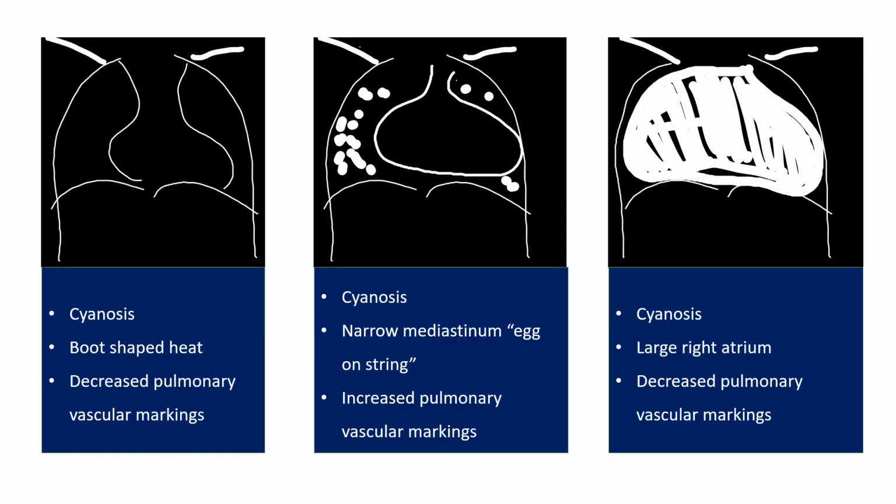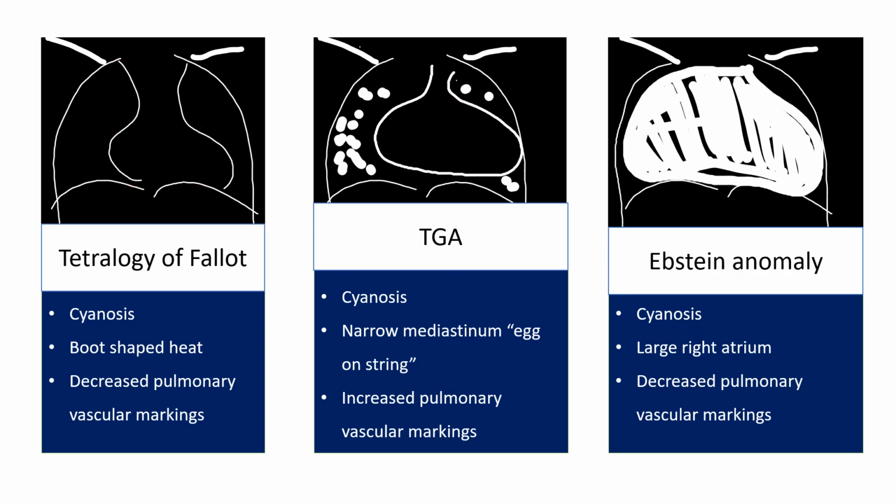In this slide, we'll differentiate between 3 important causes of congenital cyanotic heart defects. The first one, an infant presenting with cyanosis, boot-shaped heart, and decreased pulmonary vascular markings. Second one is a newborn presenting with severe cyanosis, poor response to oxygen, narrow mediastinum, and egg on a string shaped heart, and increased pulmonary vascular markings. Third one, a newborn presenting with cyanosis, large right atrium, and decreased pulmonary vascular markings. This is a classic presentation of Tetralogy of Fallot, transposition of great arteries, and Ebstein anomaly.